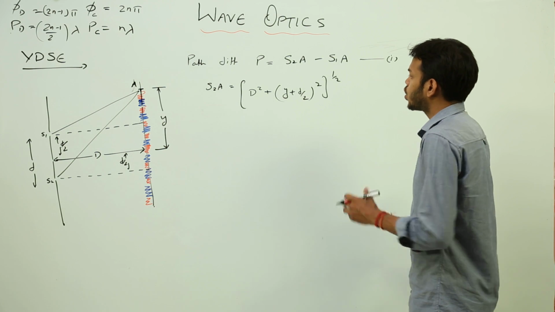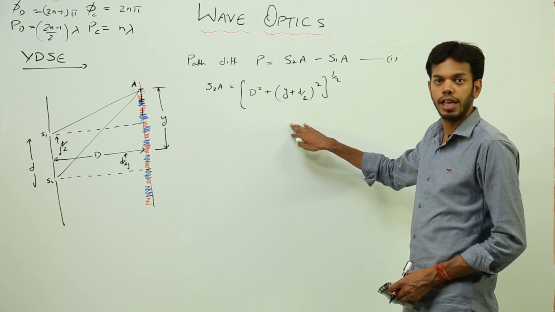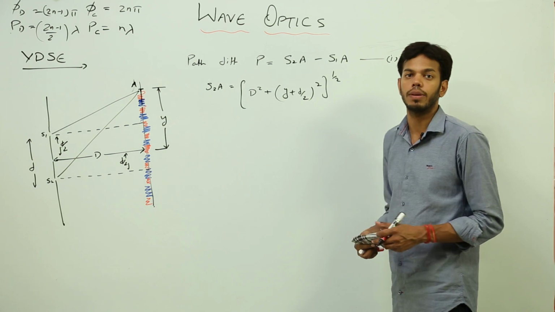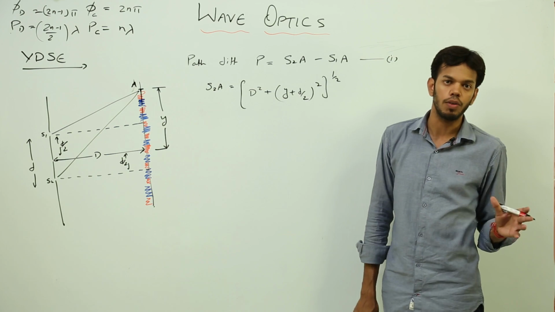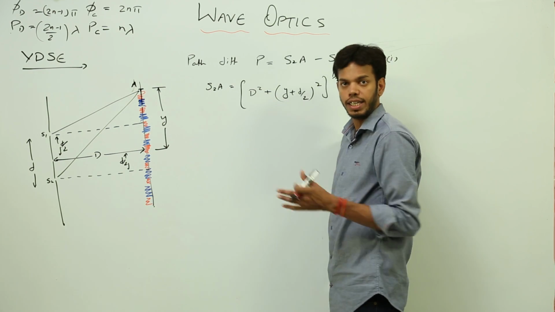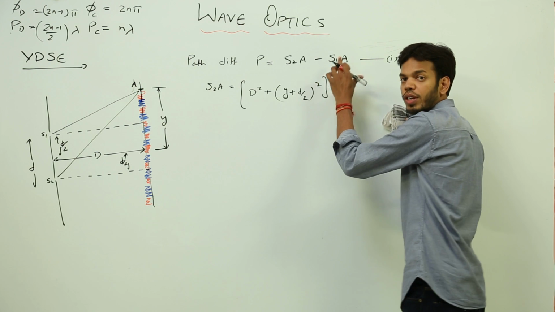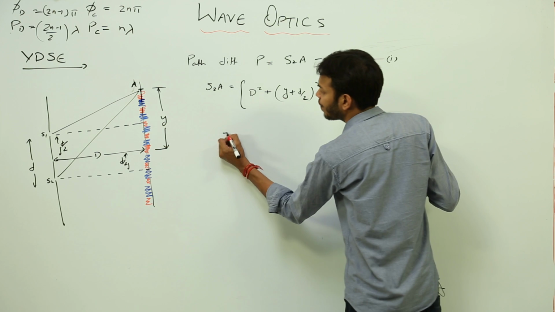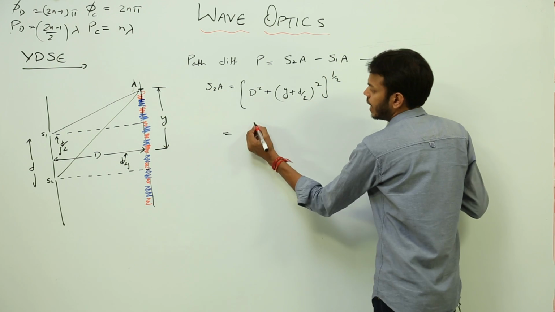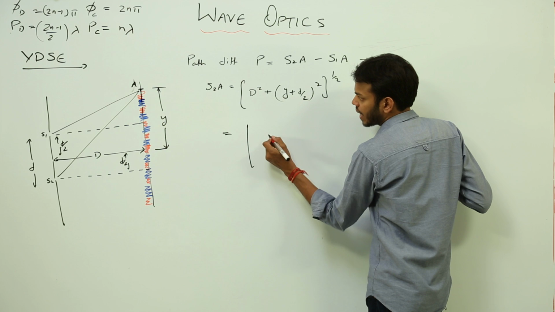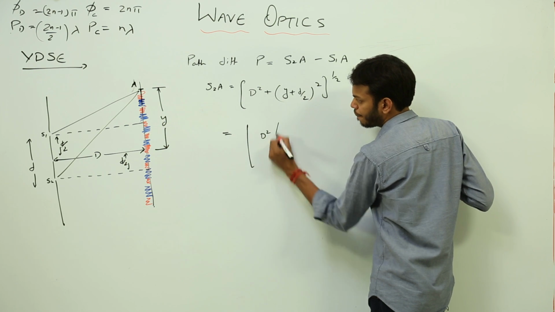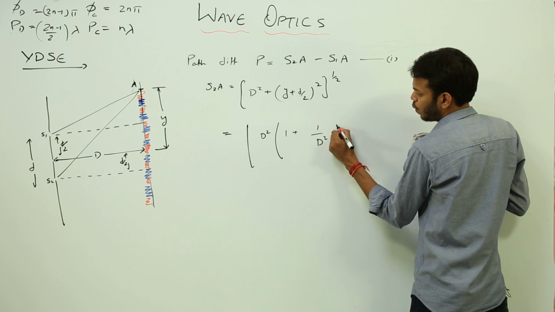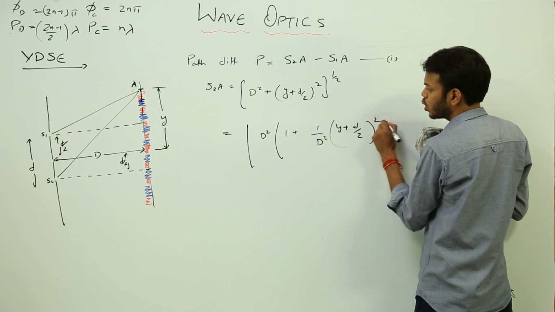To solve such kind of expression where you have complicated powers, you use the binomial theorem. Application of binomial is very simple. You just make the first term 1, unity, and then whatever the power is, you place the power in front of the second term. To make the first term 1, we can take this d square common out. How do we do this? I have taken d square, 1 plus 1 upon d square, y plus d by 2 whole square.